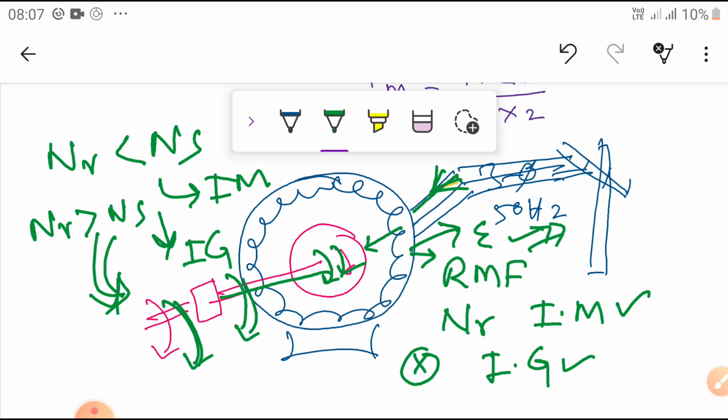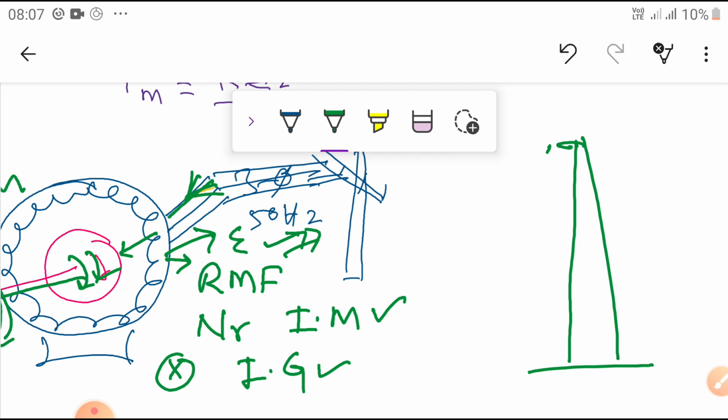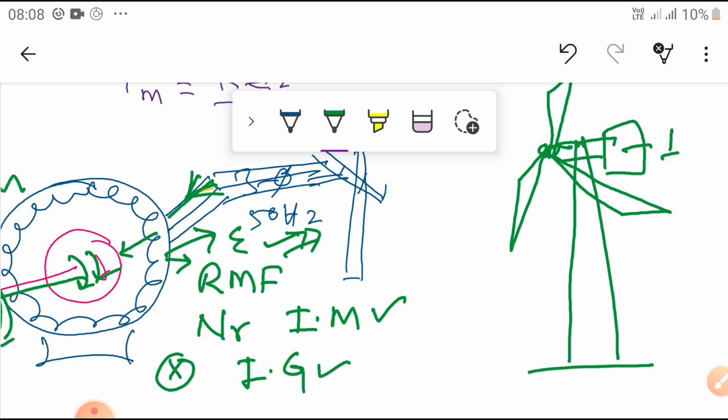Sir, are there any applications of this? Yes, we have applications. What we have seen outside, there are windmills. Windmills are connected for generation purposes. Here they provide induction generators only, where the rotor speed is rotated more than the synchronous speed. Then it acts as an induction generator. Okay, that is one case.